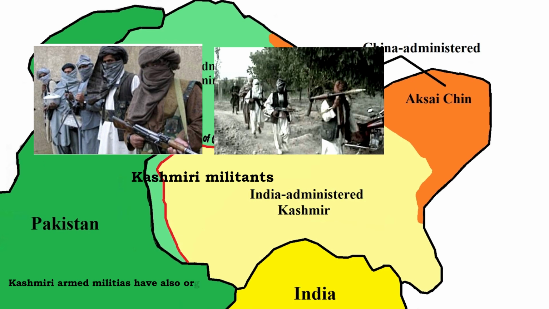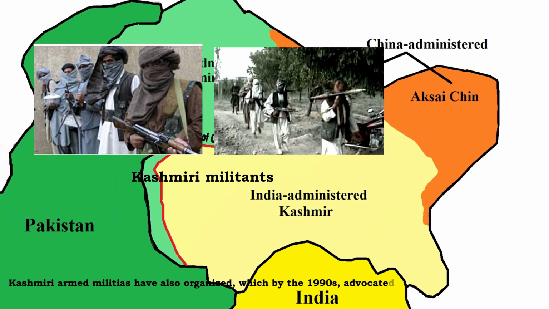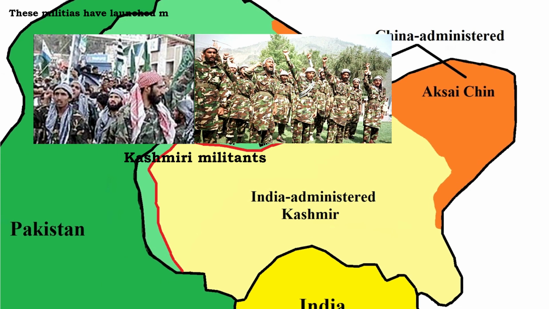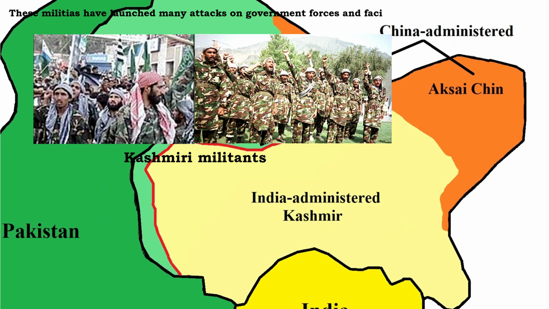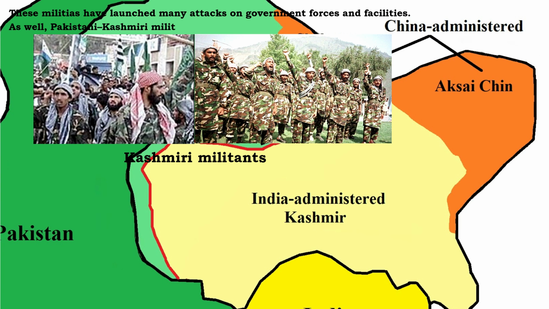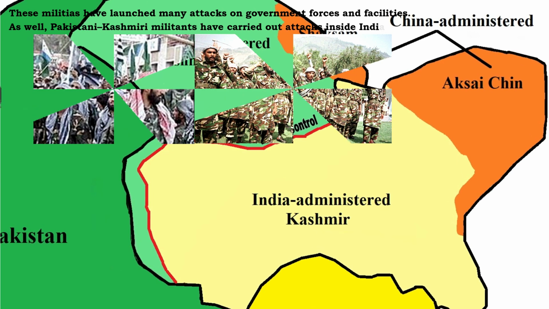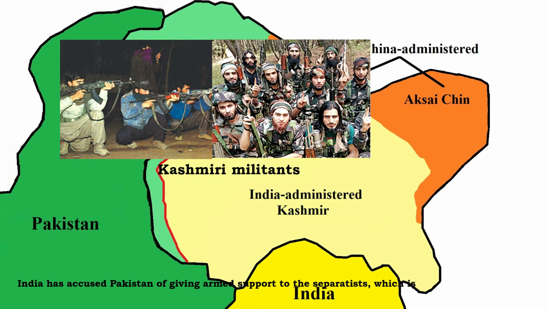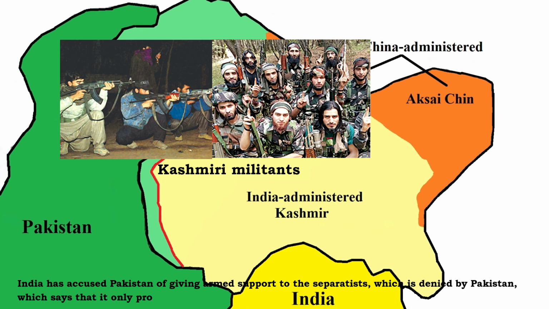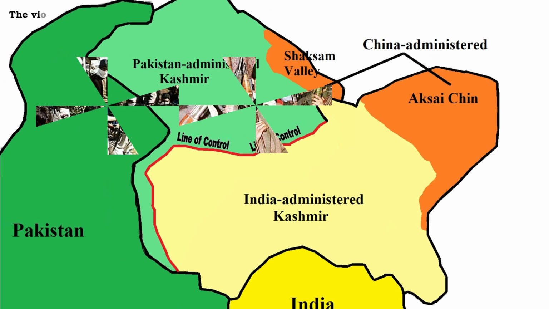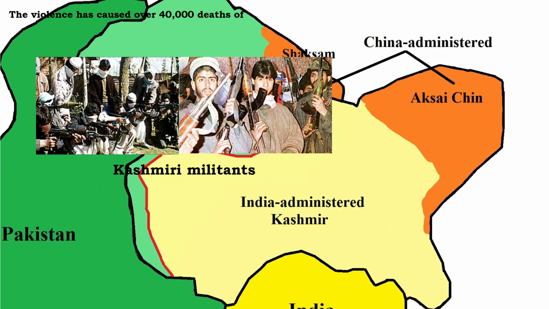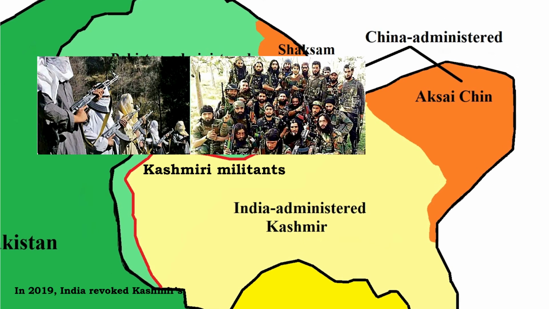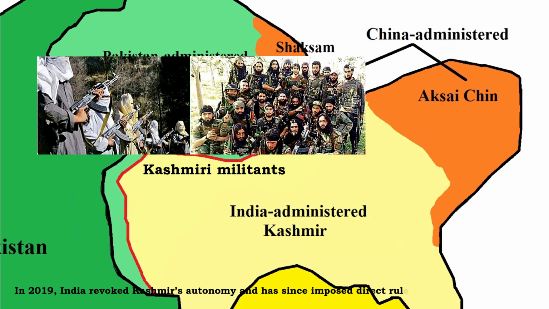Kashmiri armed militias have also organized, which by the 1990s advocated jihadist views and Islamist fundamentalism. These militias have launched many attacks on government forces and facilities. As well, Pakistani Kashmiri militants have carried out attacks inside India itself. India has accused Pakistan of giving armed support to the separatists, which is denied by Pakistan, which says that it only provides moral and diplomatic support. The violence has caused over 40,000 deaths of civilians, security personnel, and militants. In 2019, India revoked Kashmir's autonomy and has since imposed direct rule over the region.